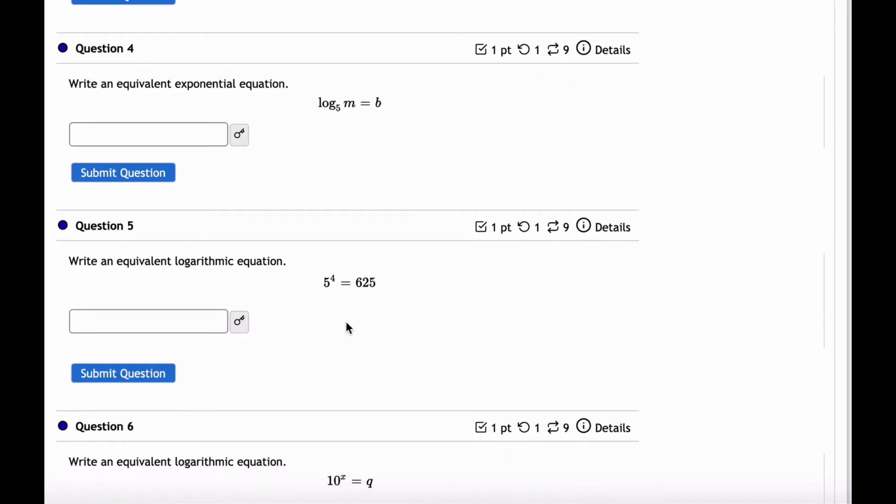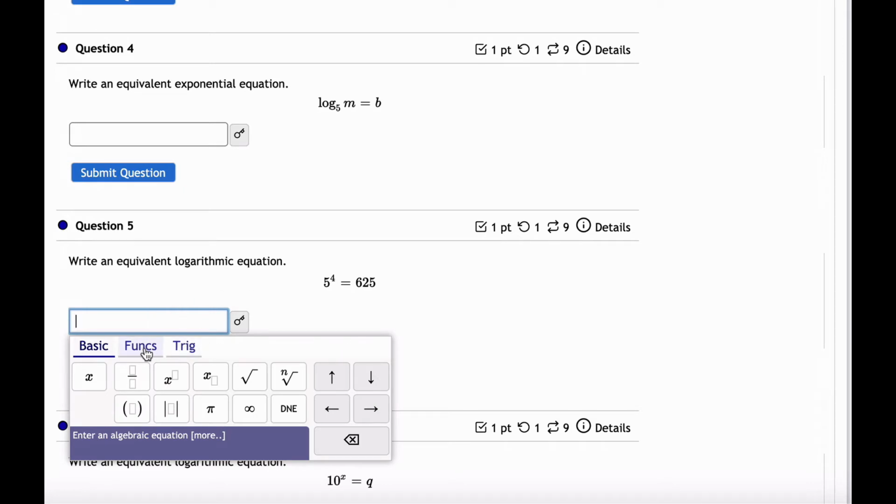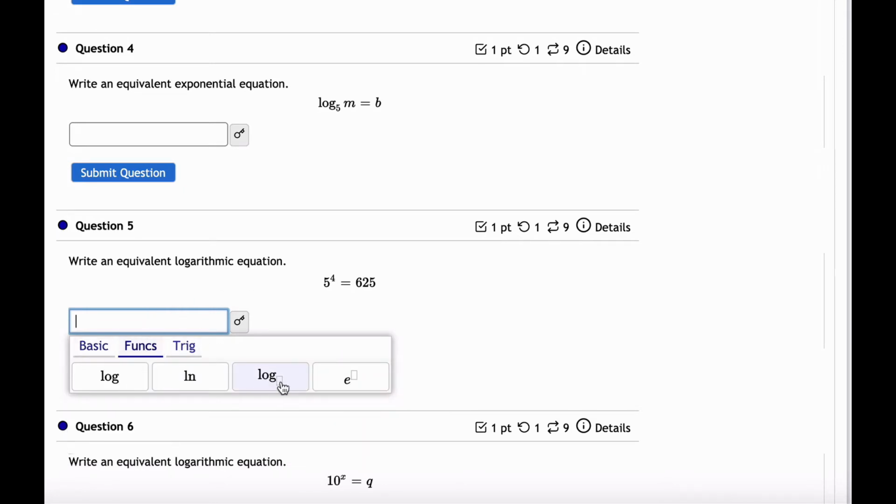And the next few, it's the same idea, just going in the other direction. Now they're starting you out with an exponential equation, and what you want to do is switch that into a logarithmic equation. So the log some base of some number equals something, where all those somethings are 5s, 4s, and 625. As far as writing out logs, I believe they have that as a function in here. If you go into functions, you can see log, and then it'll let you fill out the base, and then on the normal line, write the thing that you're taking the log of.